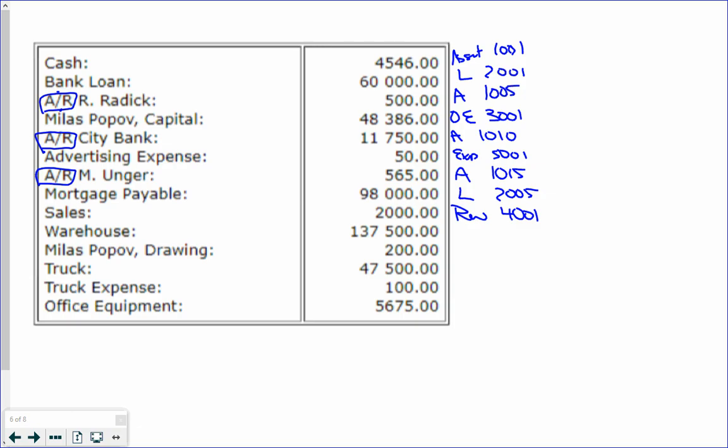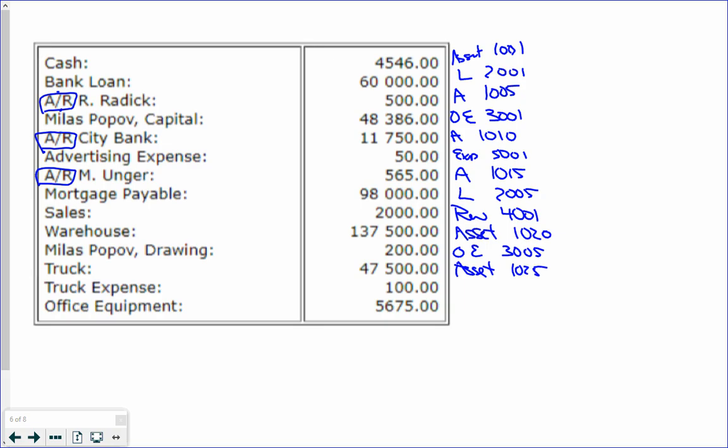Warehouse. Your warehouse is an asset, right? It's something that you could later sell to get money for. So this is an asset. So for assets, I'm up to 1020. Drawings account, that's owner's equity, so that is going to be 3,005. Truck is an asset because again, it's something that you could sell later on. So I'm up to 1,025.